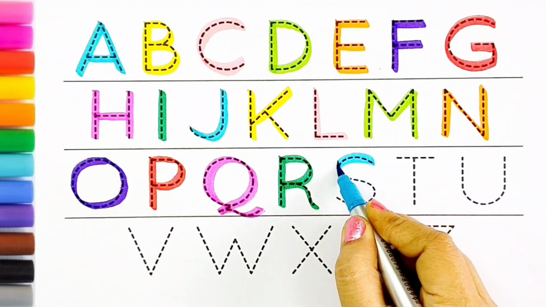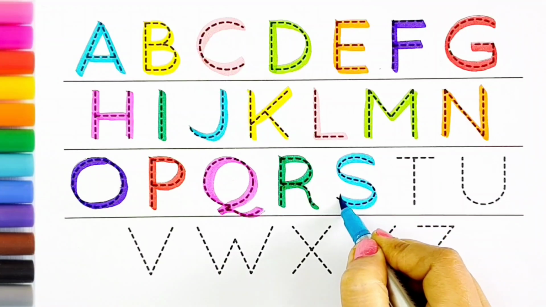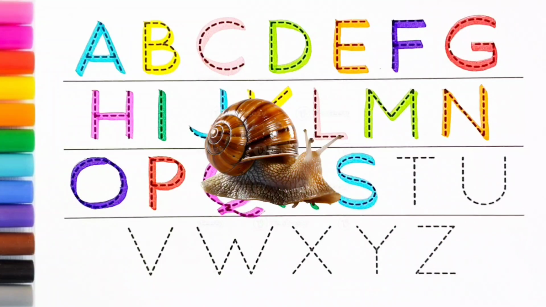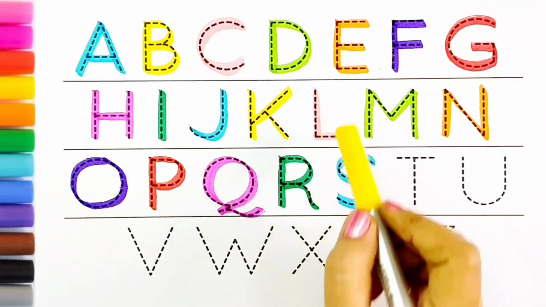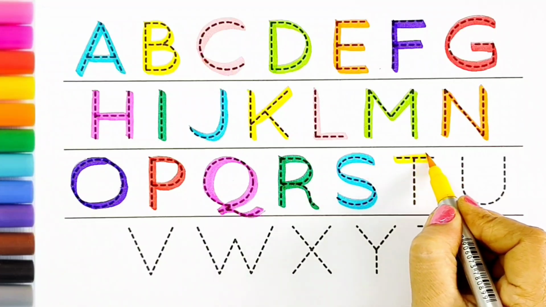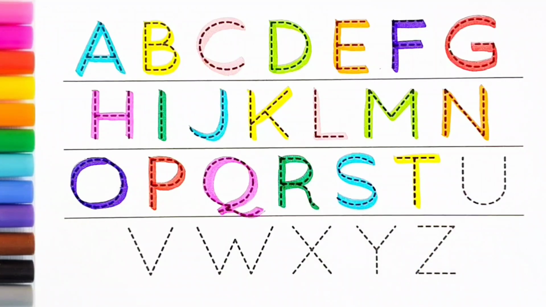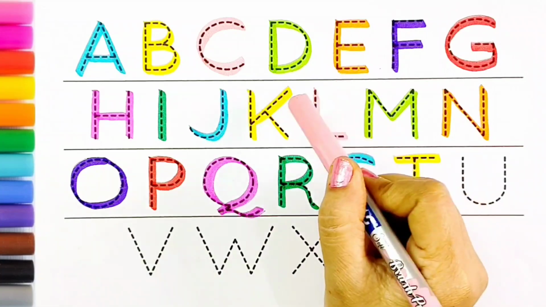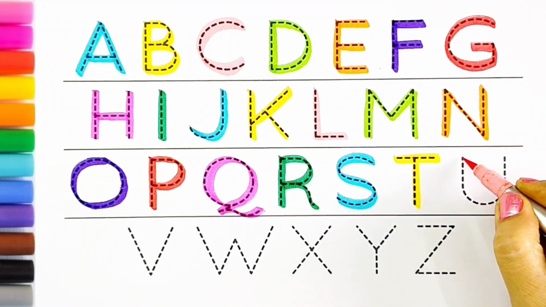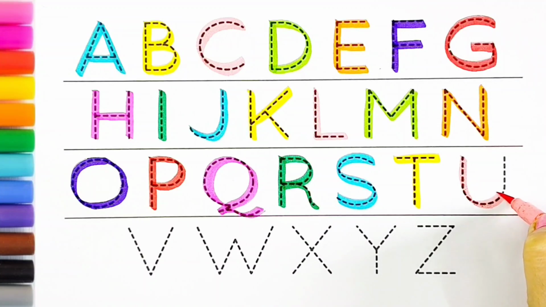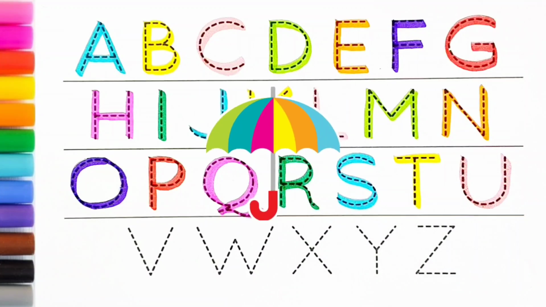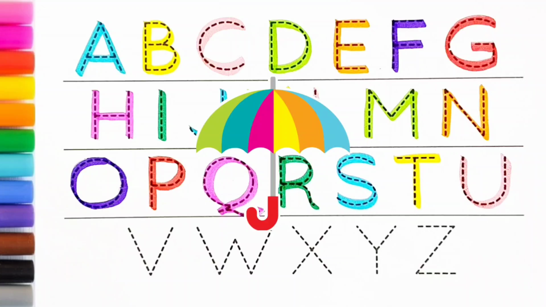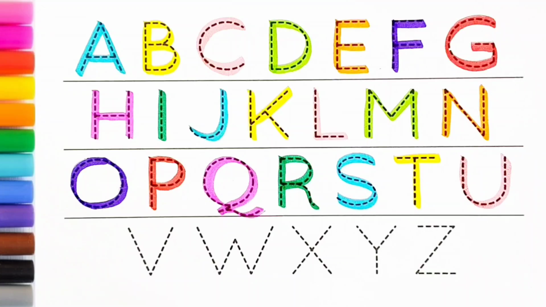Sky blue color. S. S for snake. Yellow color. T. T for tent. Biscuit color. U. U for umbrella.